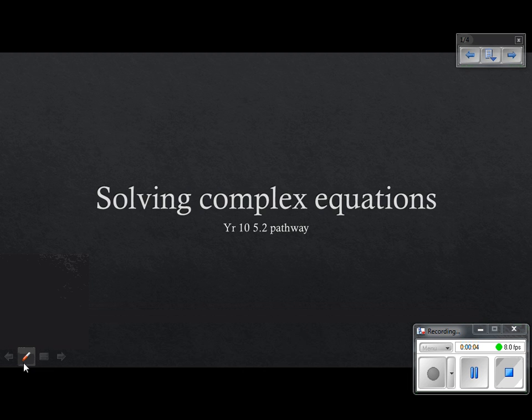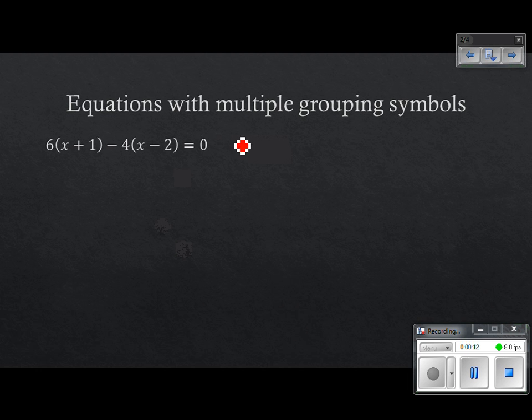So, this video is for those people that have been working out of the green book. We're looking at complex equations. Complex equations can come with multiple grouping symbols, aka brackets. So what do we do? Well, funnily enough, first thing we do is we expand it out.